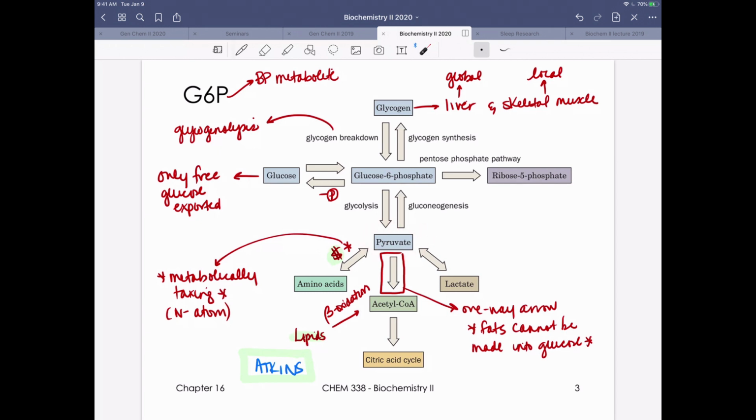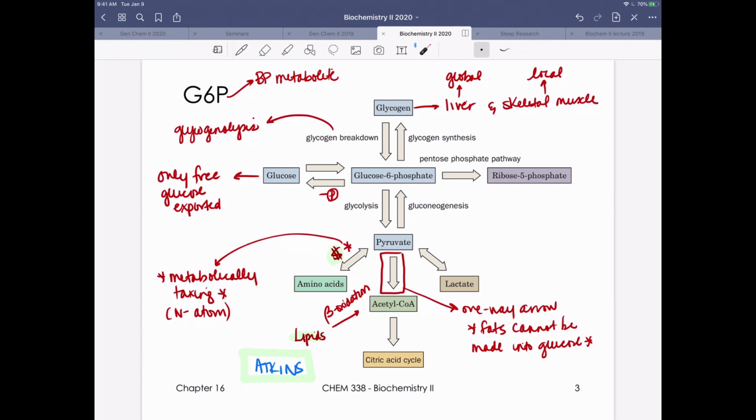One of the other things that we'll start thinking about is we've talked about lots of different fates for pyruvate. We talked about homolactic fermentation, what happens under anaerobic conditions. I'm going to highlight right now that this is a one-way path to convert pyruvate into acetyl-CoA. The enzyme is pyruvate dehydrogenase that does that chemistry. We're going to learn about it in our next learning unit in the citric acid cycle. But for us, for mammals, for our metabolic processes, this is a one-way arrow. Fats cannot be made into glucose.